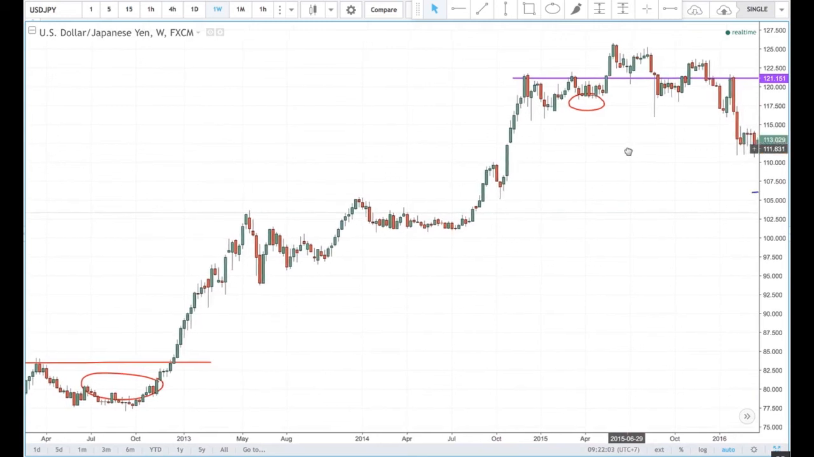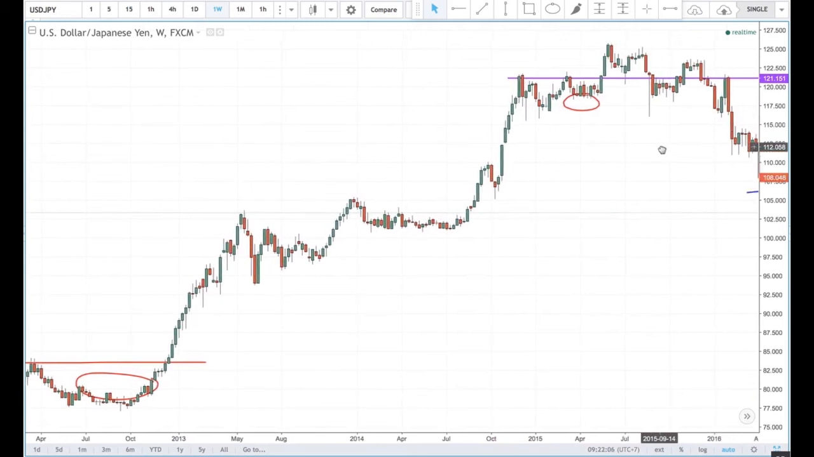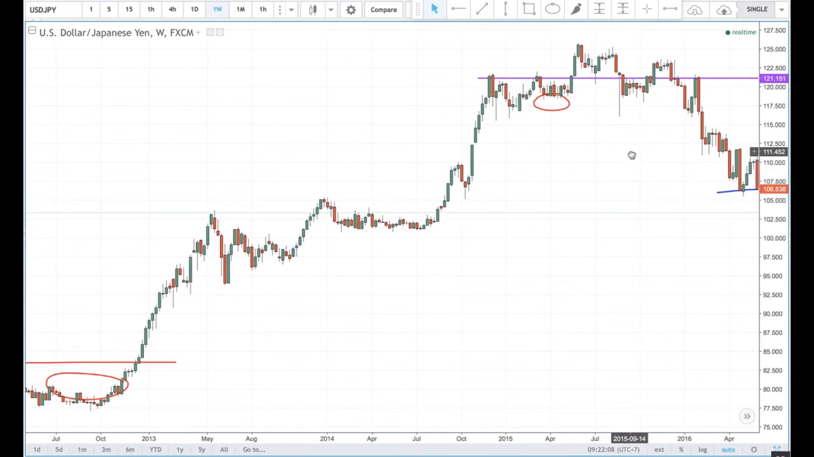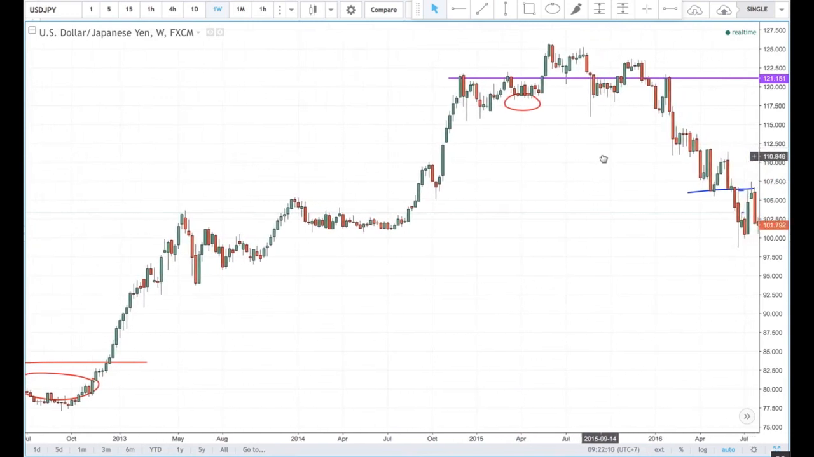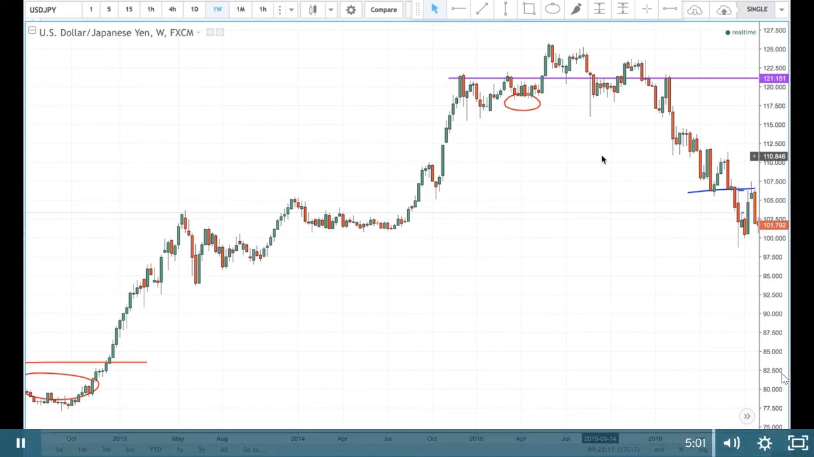There we go. Now the breach has happened. It is now turning over to be on the sell side. So that is the example here on USD yen on the weekly chart. Let's head on to some more examples for the buyers.